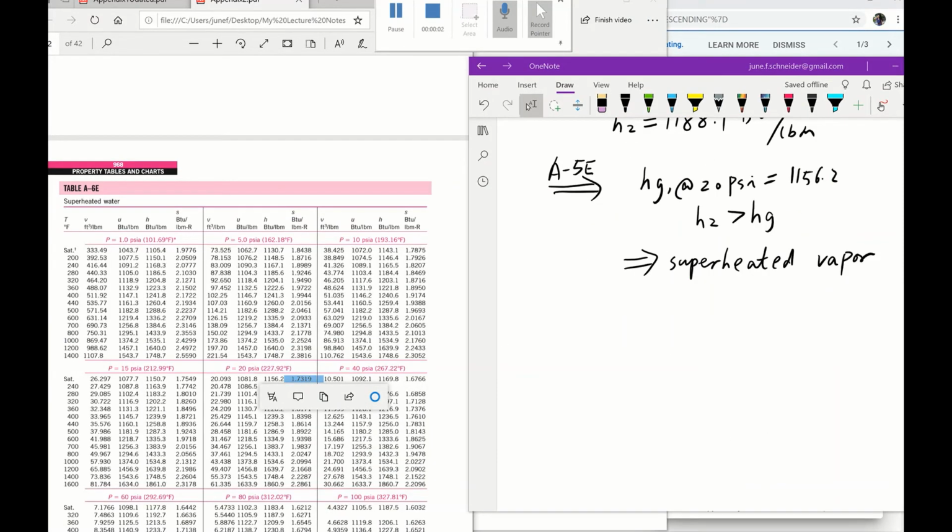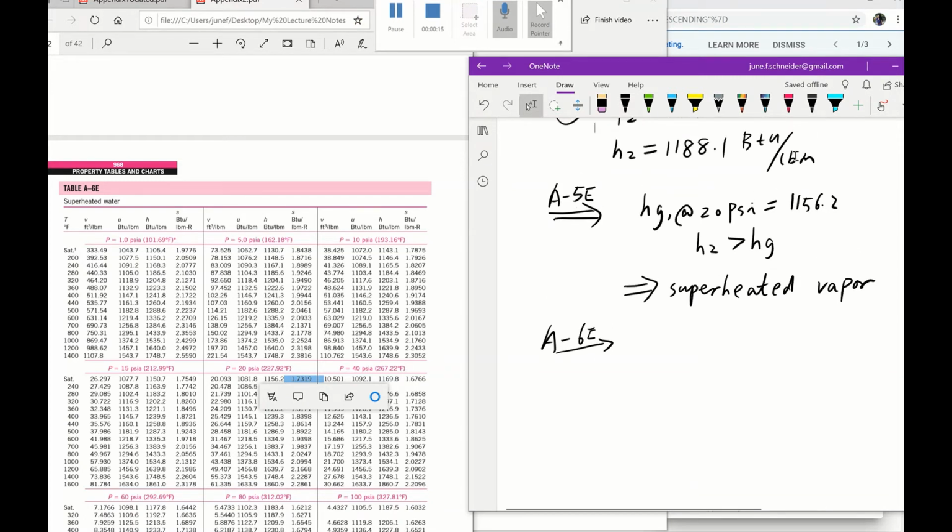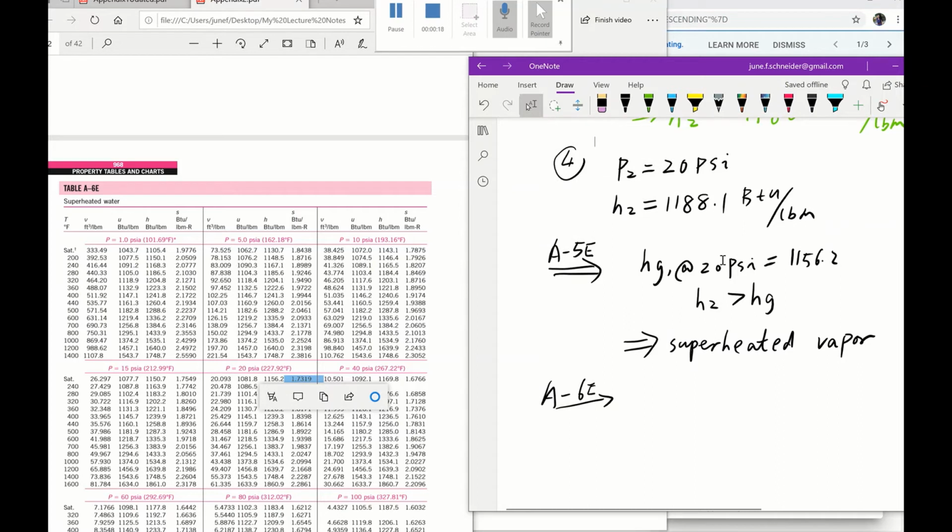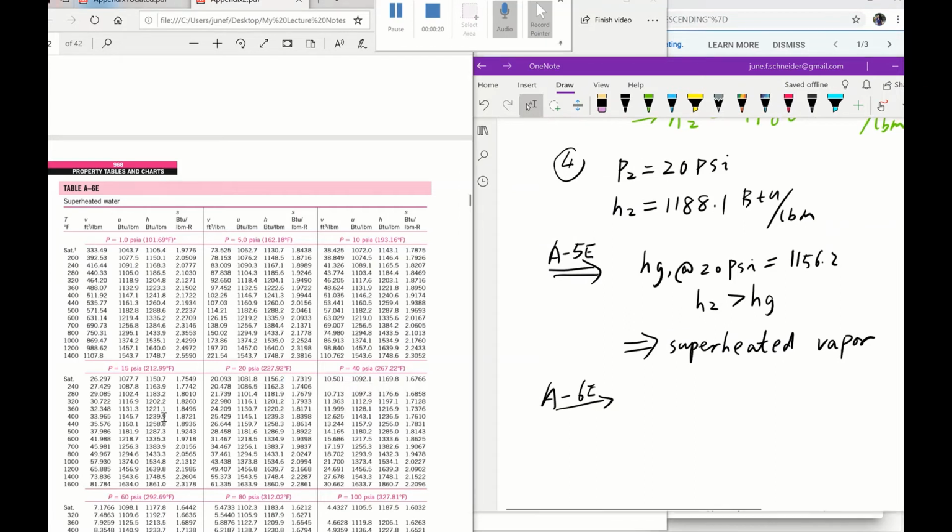Since we know this is a superheated vapor, we're going to go to the right table, table A6E, trying to find our S2, right? So our H2 value is right here, 1188.1, and our pressure is 20 psi. So let's take a look. At 20 psi in this table, our H column, let's look around here, and it's 1188. And so that's between those two rows, right? It's between those two values. And we want to find the corresponding S. So we need to get those two values for S out.